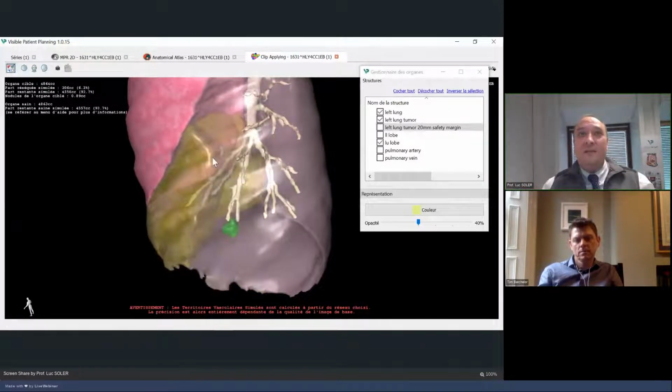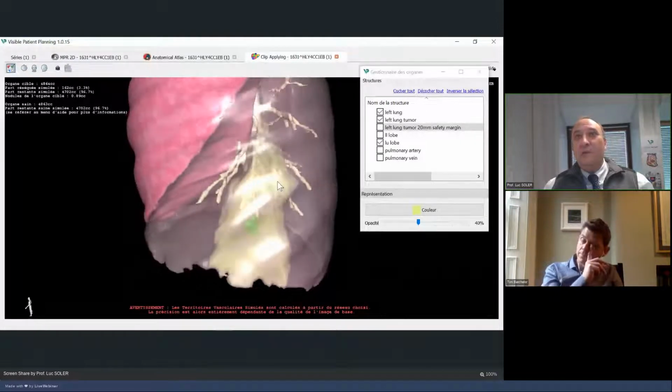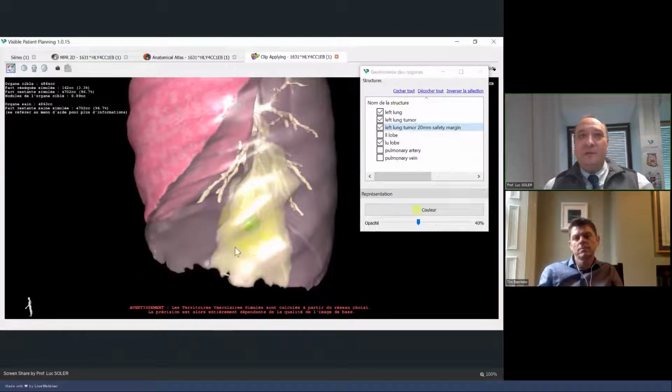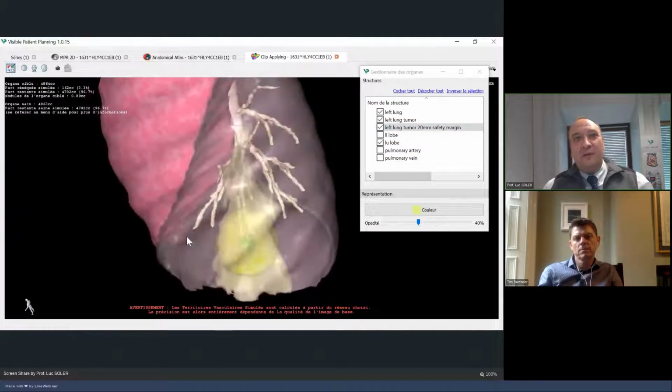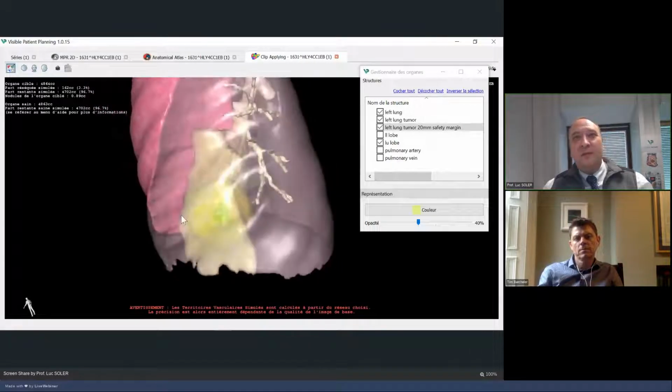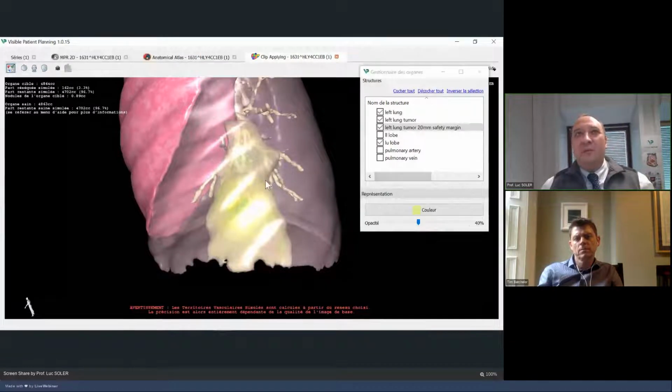In that case, you see that we have a tumor located here. If we look at the security margin again, you see that we have a part of the security margin that goes outside of the territory, but it's a small part. It's the same for the 10th part. It is clearly located at the middle of the segment 9. It could be only a segmentectomy 9 as planned.